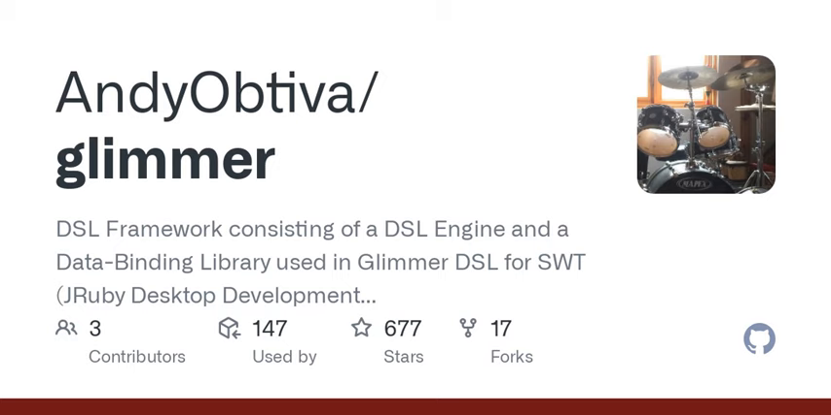Whether it's for desktop applications using JRuby or web applications using pure Ruby, Glimmer provides a streamlined experience. But how does it all work? Well, let's break it down. The DSL engine is key. It sits at the core of the framework, allowing developers to define their UI layouts and functionalities in a more human-readable way. It's like building with blocks rather than trying to draw every detail freehand.